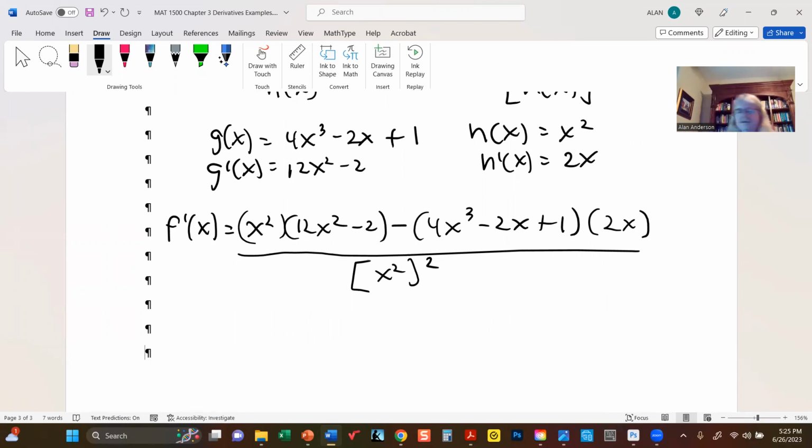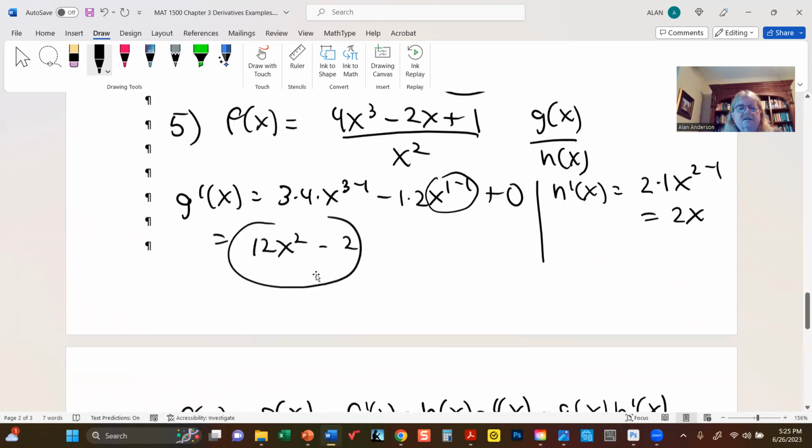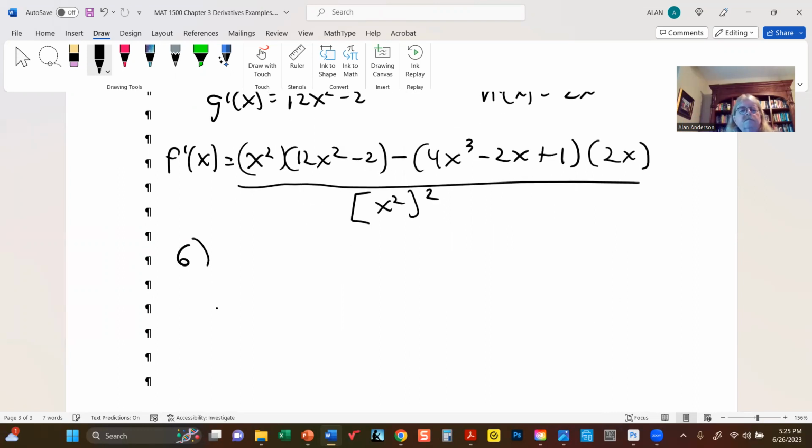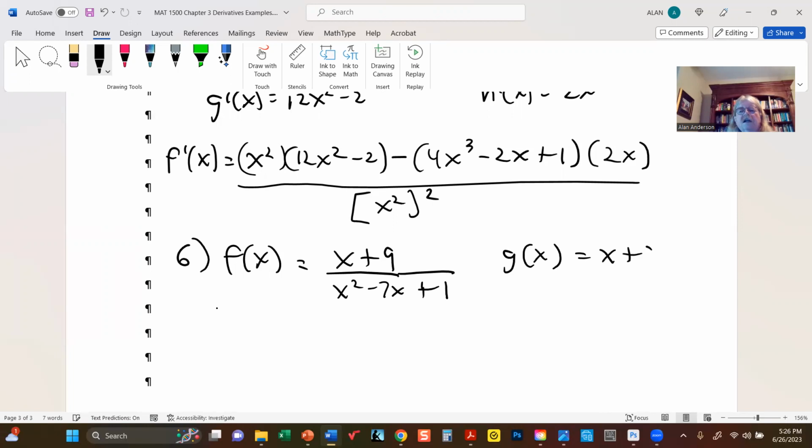This one is number 6. Yeah, this is number 6. Very similar question. So of course that means g of x is this x plus 9, and h of x is x squared minus 7x plus 1. So now let's figure out the derivatives, g prime of x.